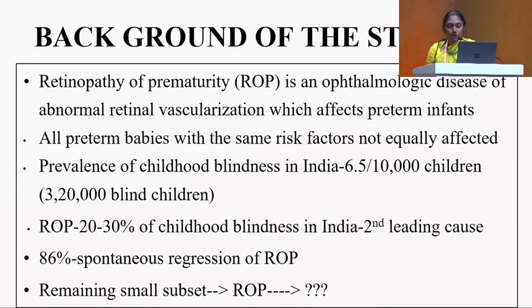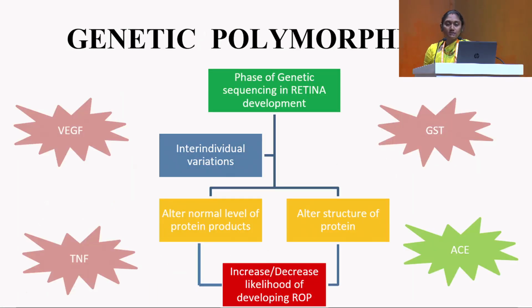As we all know, ROP is an ophthalmological disease of abnormal retinal neovascularization in preterm babies. And we all know that not all preterm babies with the same risk factors are equally affected. Why is this so? That is the essence of this study. The prevalence of blindness in children is 6.5 per 10,000 children, and ROP is the second leading cause of blindness. In ROP, 86% spontaneous regression occurs. And what happens to the remaining subset? That is the essence.